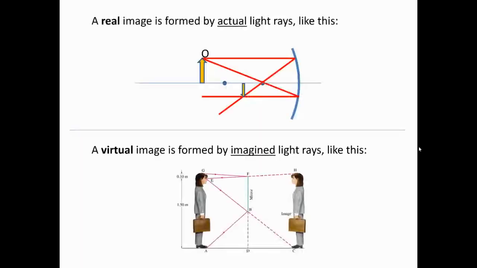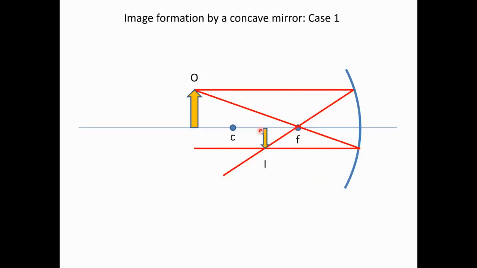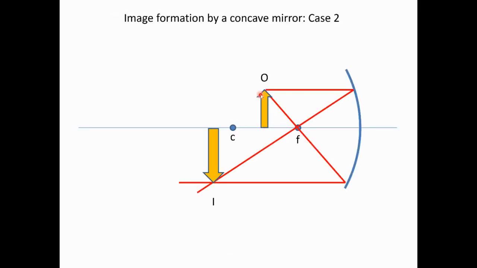All right, that was case one. I called it case one because I had the object farther away from the mirror than the center. Now, in case two, I'm going to put the object between the center and the focus. And the argument follows along the same way. You just get the same basic shape. It's just that you have a larger image. It's still real. It's still inverted. It's just larger.